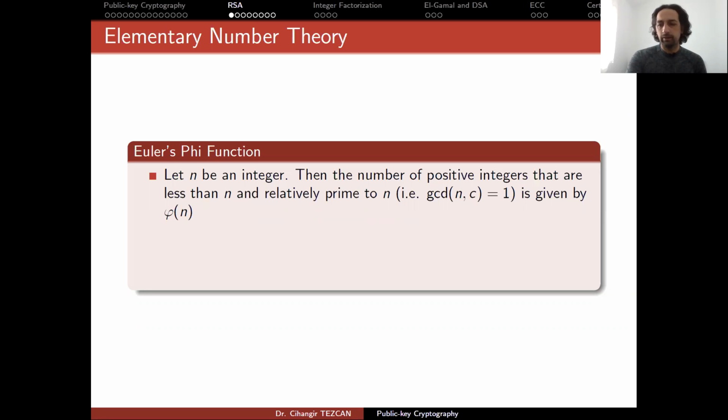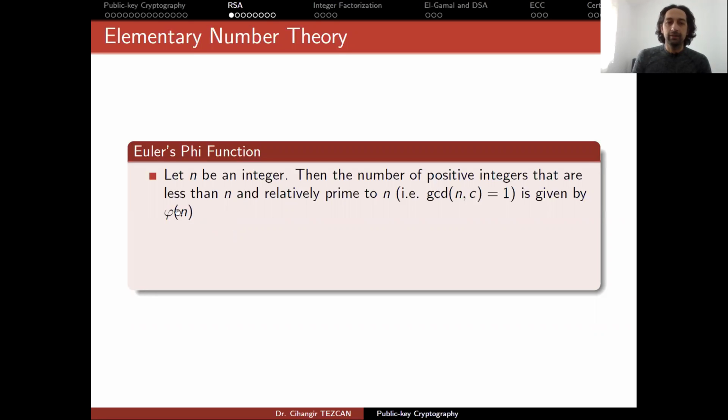Actually, we won't go much further in the details, so I will just give you some results from number theory, and by using those theorems or corollaries, we can understand why RSA encryption and decryption works. So let's start with Euler's phi function. Let n be an integer, then the number of positive integers that are less than n and relatively prime to n, in other words, the greatest common divisor of n and c equals 1, is given by phi(n).